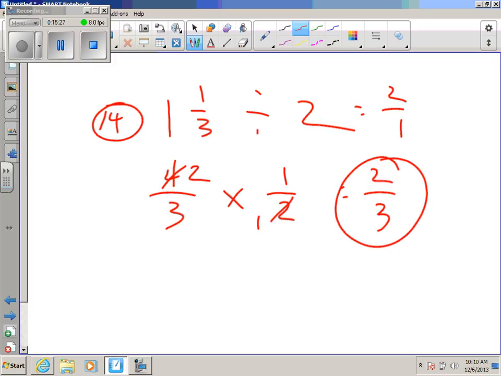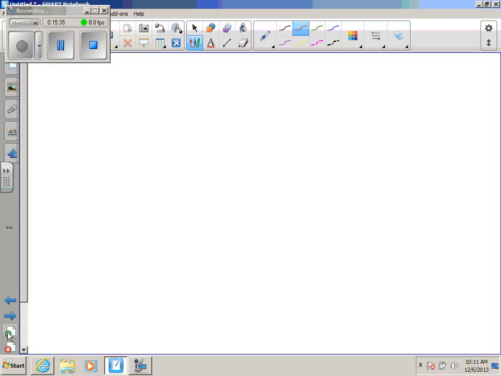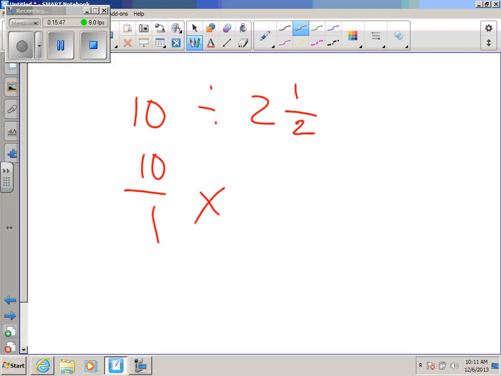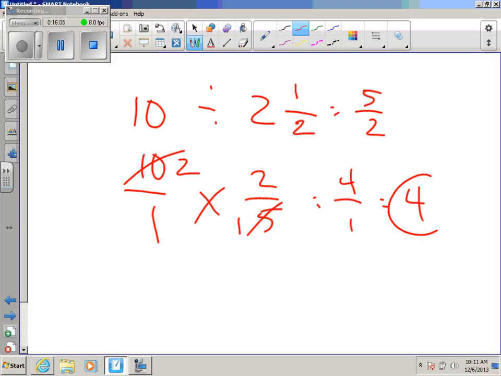That's a 2 times a 1. Okay? And then 15. 10 divided by 2.5. 10 is a fraction. 10 over 1 times, which means I have to flip. That's 5 over 2, but when I flip it, 2 over 5. 10 and 5, I can divide them both by what? 5. 2 times 2 over 1 is 4.